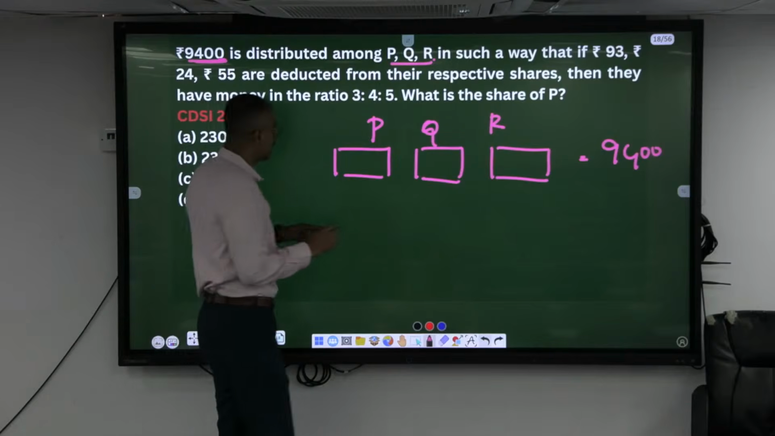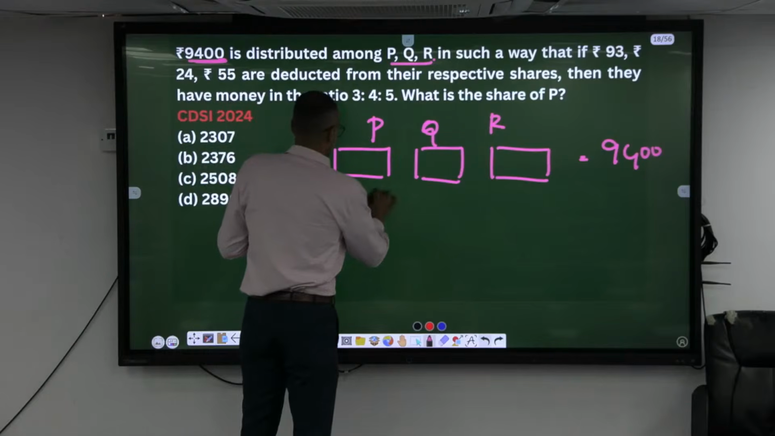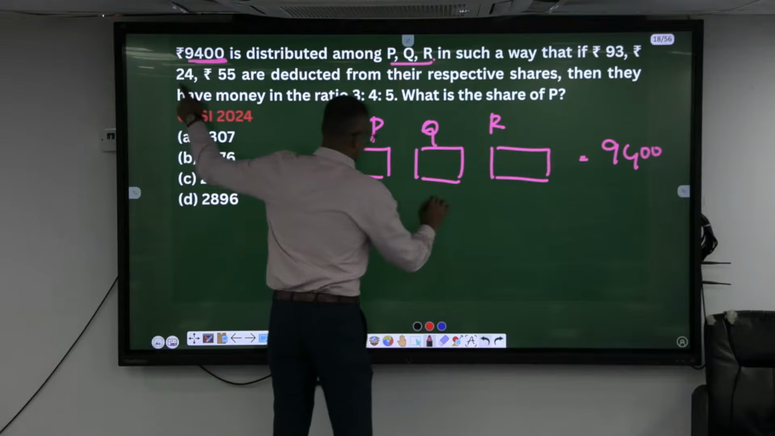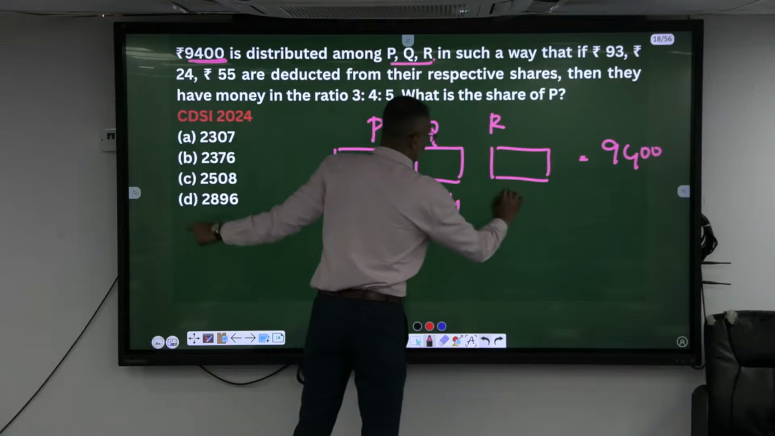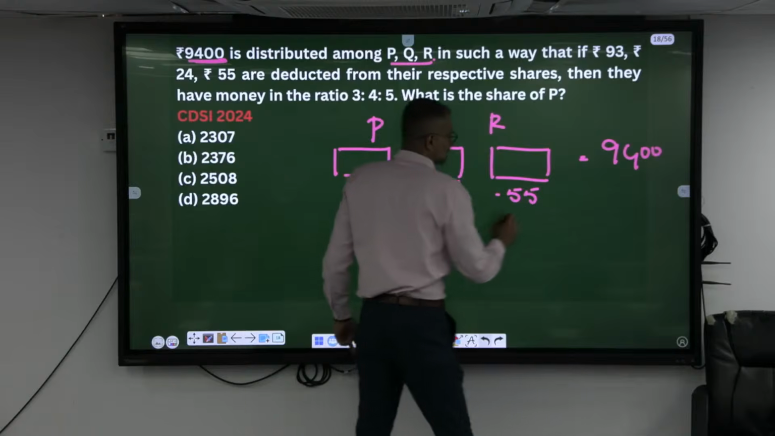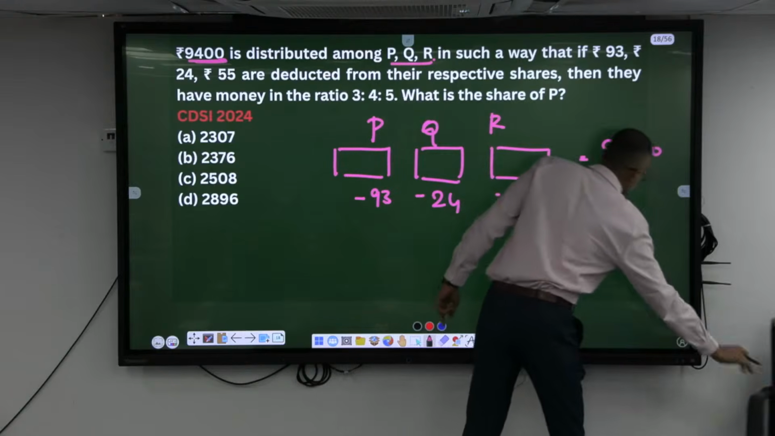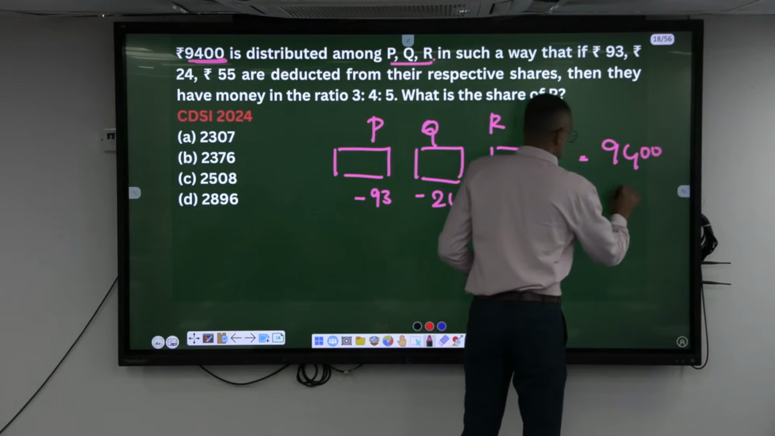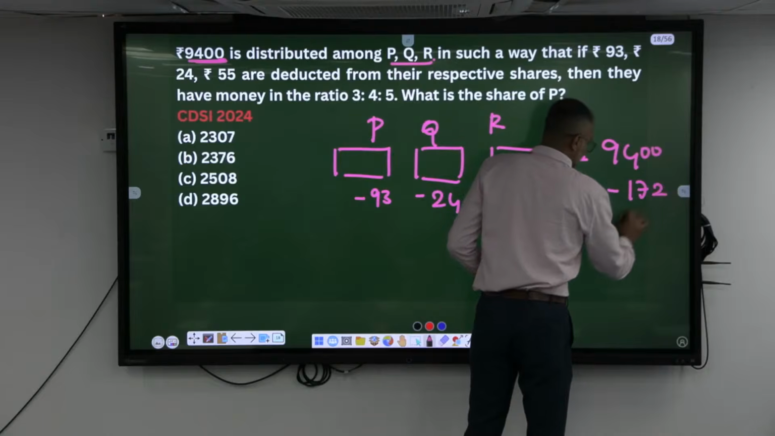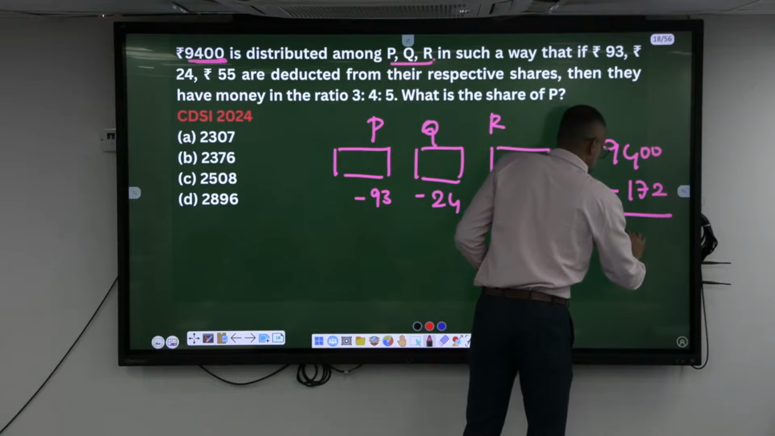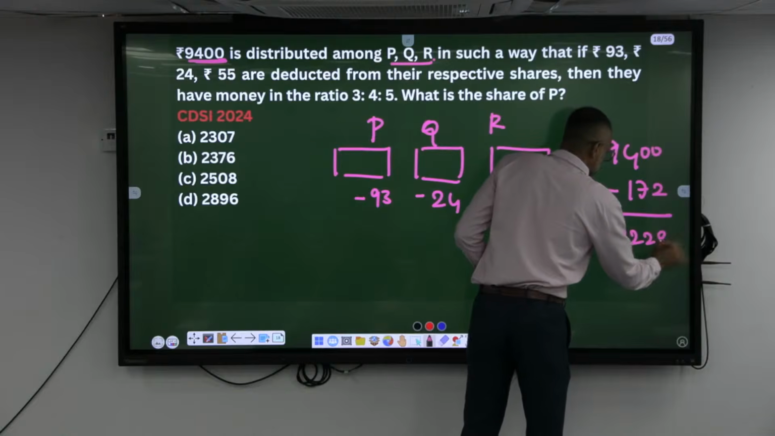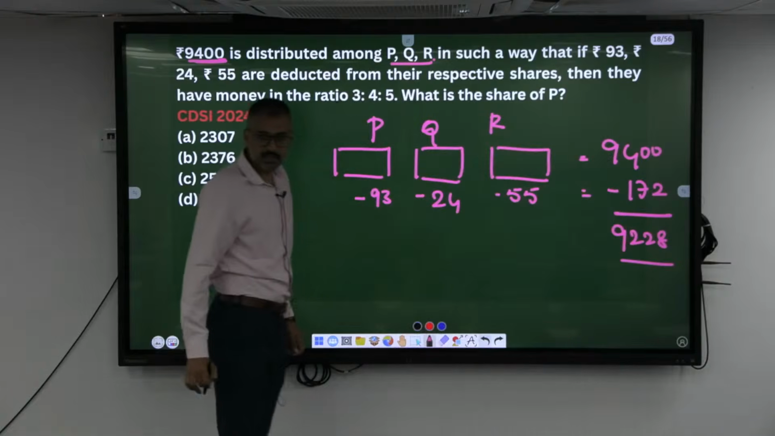After dividing the money, I am subtracting how much? 93 from P, 24 from Q and 55 from R. So, how much is subtracted? 172, if I subtract. What is the remaining money here? 9,228. Okay, that is the money, right?